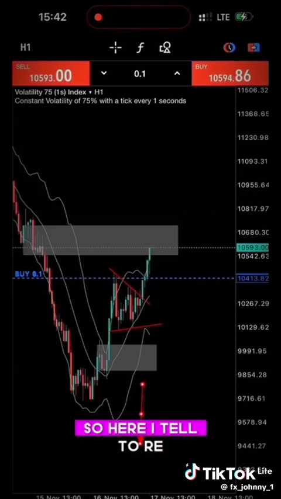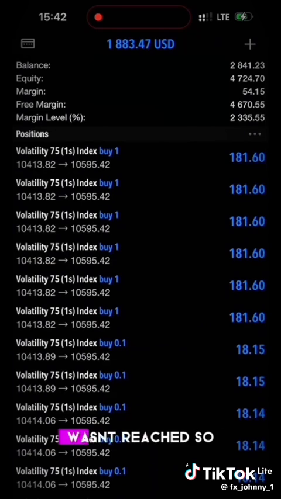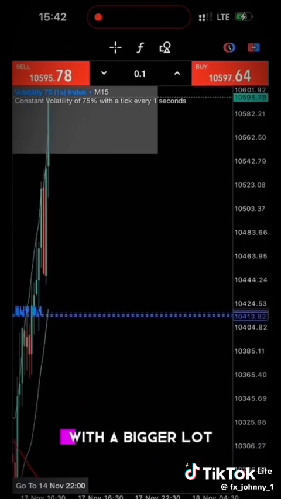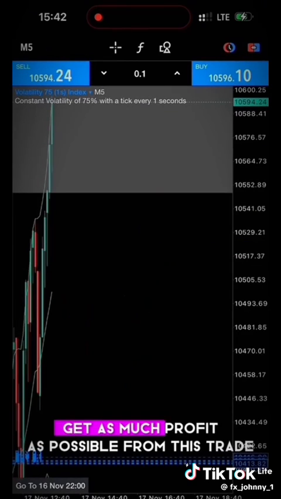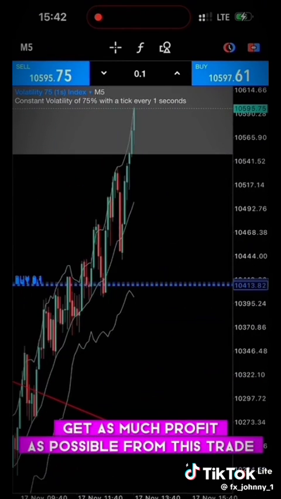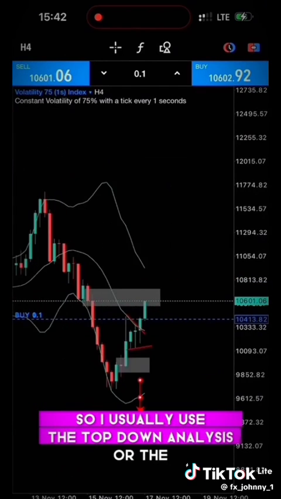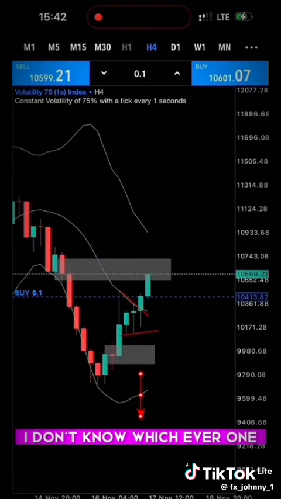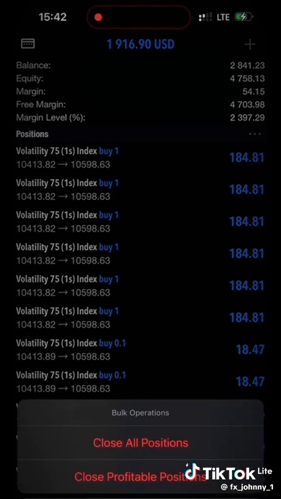So here I decided to exit and re-enter because the profit level wasn't reached, so I exited to get back in with a bigger lot so that I can get as much profit as possible from this trade. I usually use the top-down analysis or the bottom-up, I don't know which. They all work. You need to check the trade from all angles and all sides.